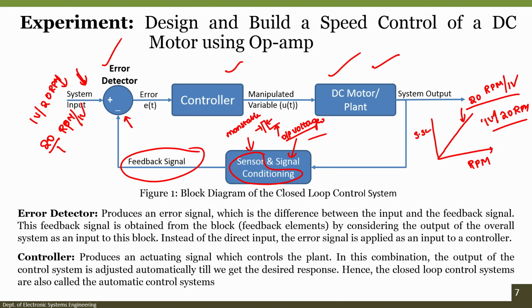In the next module we will see interfacing the output of the DC motor to the sensor signal conditioning circuit, and we will see whether we are getting the same linearly varying output signal or not. Then after that we will design a controller, we will discuss the controller, and we will understand the controller parameters.